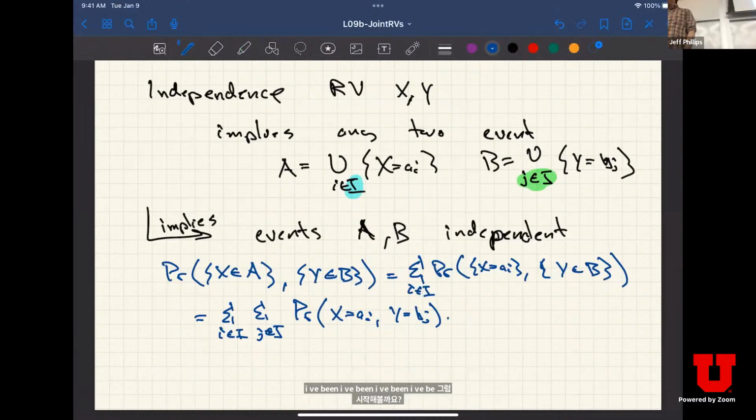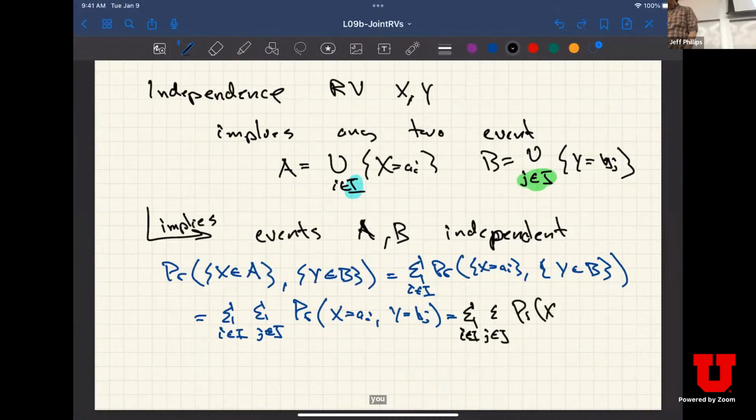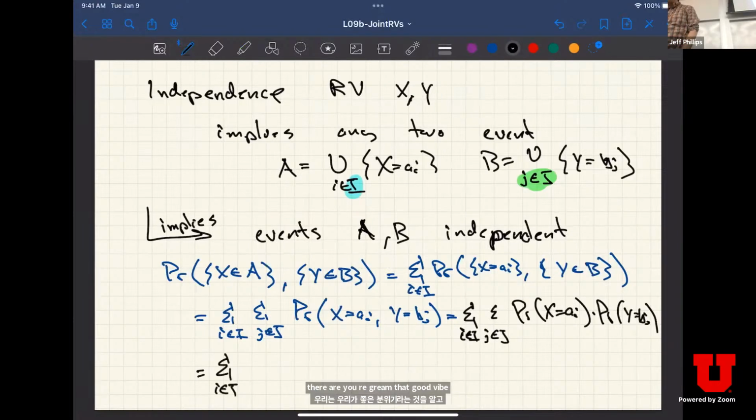Now I can use the independence of the events to say that this is equal to the sum over i in the set I and j in the set J of the probability X is equal to a_i times the probability that Y is equal to b_j. Because I assumed independence of the random variables, I can do this for every term in the sum. Then I can combine these back together. The first thing I can do is split the sum, and factor out the probability that X is equal to a_i, because it does not depend on j.